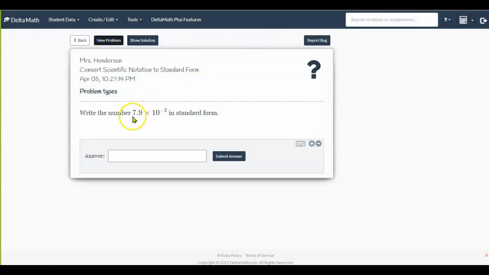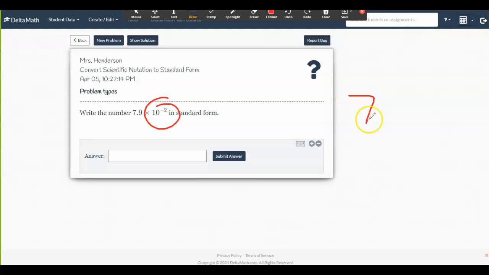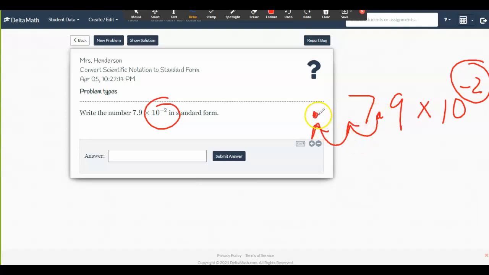Here we go. 7.9 times 10 to the -2 power. Remember, a negative power means that you are getting smaller. So 7.9 times 10 to the -2 power means move 2 places in the negative direction. 1, 2. There's my placeholder 0. So my final solution is going to be 0.079.